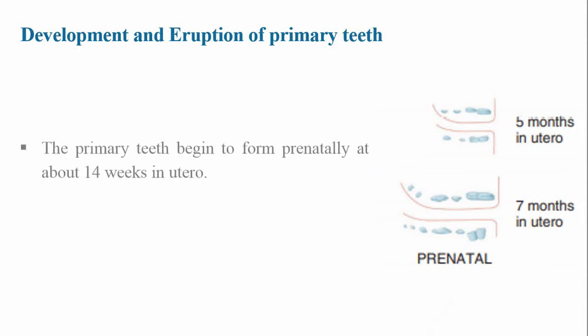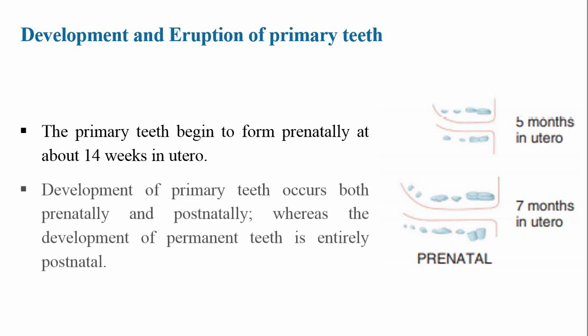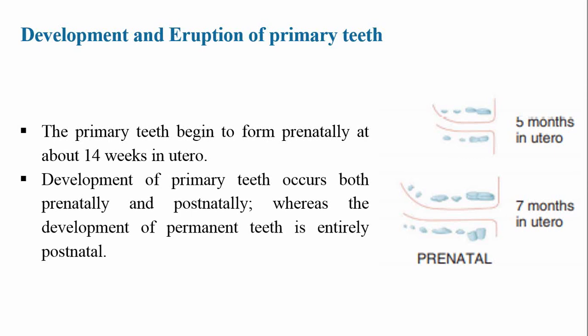Development and eruption of primary teeth. The primary teeth begin to form prenatally at about 14 weeks in utero. Development of primary teeth occurs both prenatally and postnatally, whereas the development of permanent teeth is entirely postnatal. Development of permanent teeth starts at birth, where permanent first molars, maxillary and mandibular, show their first evidence of calcification.